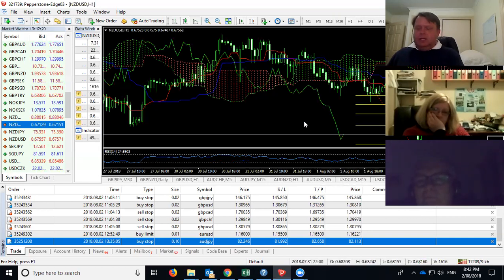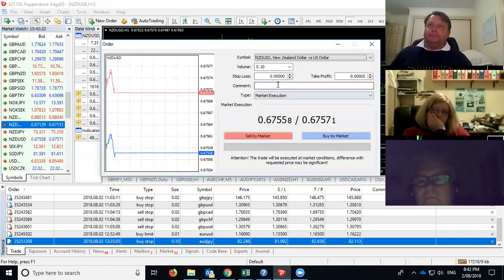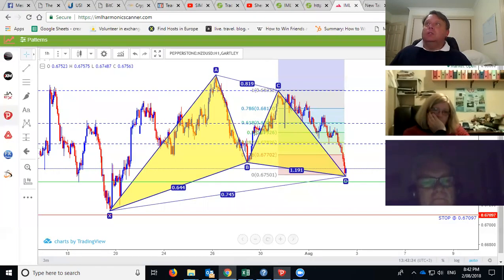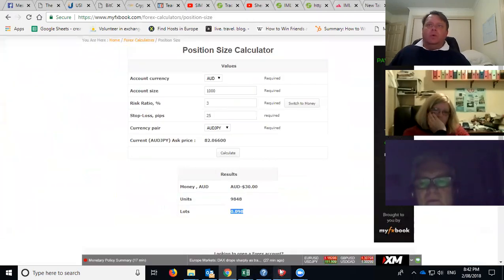How do we enter the trade? Again, we bring up a new trade. Let's go and check how much our lot size can be. This time, again, I'm willing to risk 3%. What's our pip difference?